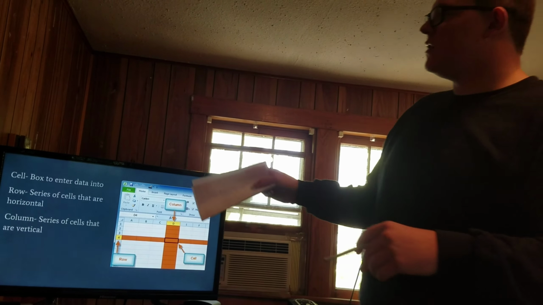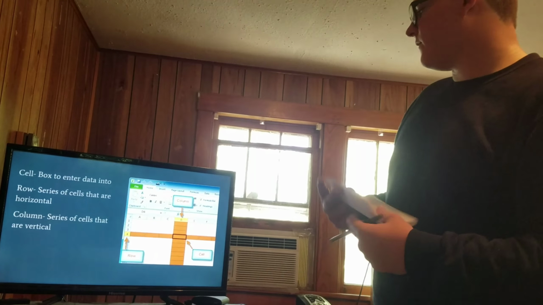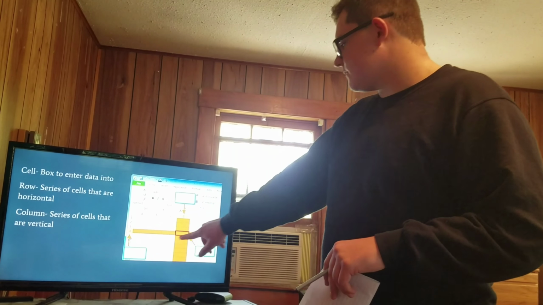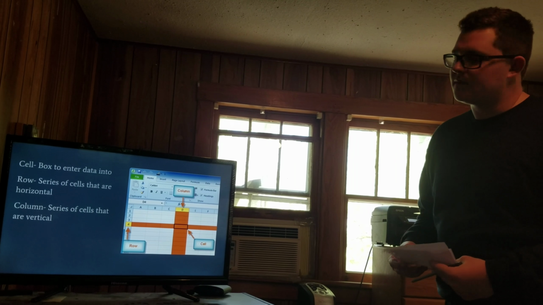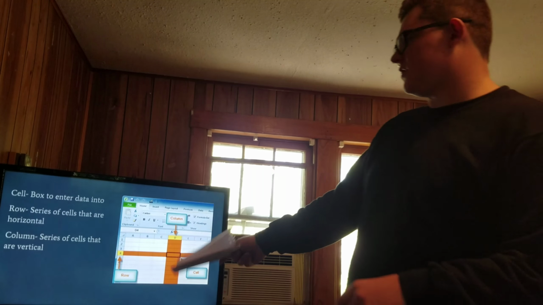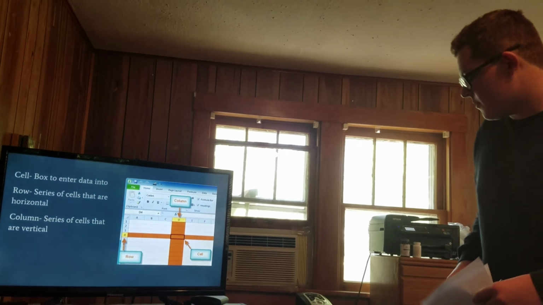A cell is a box to enter data into, and the highlighted one is the active cell. And then you've got your rows and your columns. A row is over here on the side, this one that's highlighted. It's the series of cells that are horizontal. And then you've got your columns, which are the series of cells that are vertical. Pretty simple, right?